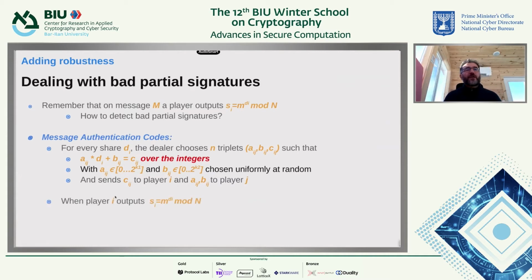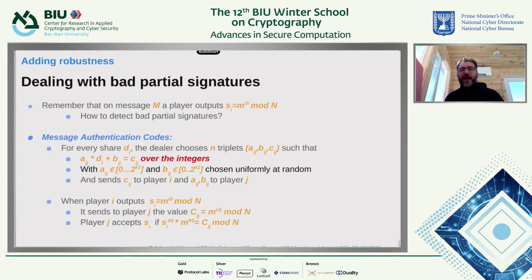Now, when player I outputs the partial signature, he's also going to output m to the CIJ. And he does this so that player J can verify that the partial signature is correct, by verifying the message authentication code in the exponent right here, okay? So player J accepts this partial signature if this equation right here verifies, which is the message authentication code. This is an information theoretic message authentication code, and it will work in the exponent because it's a linear operation.